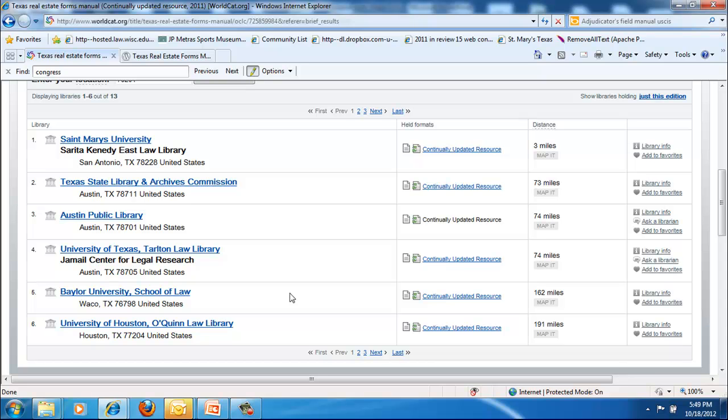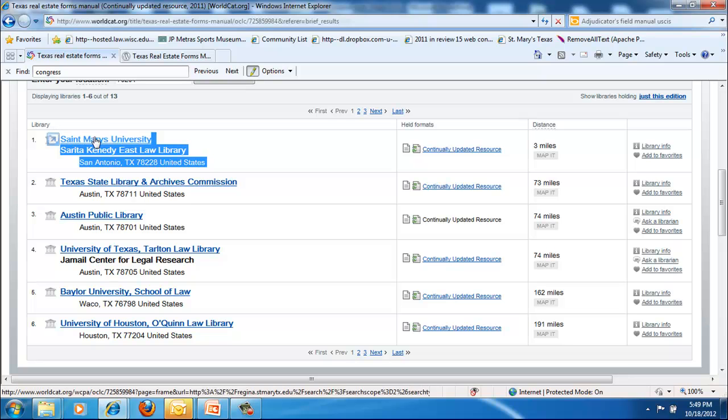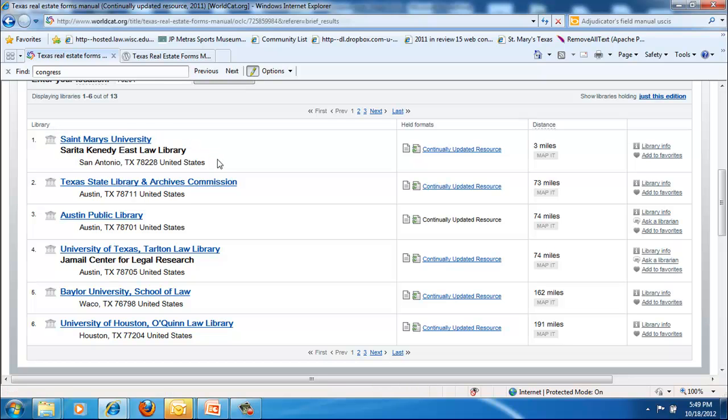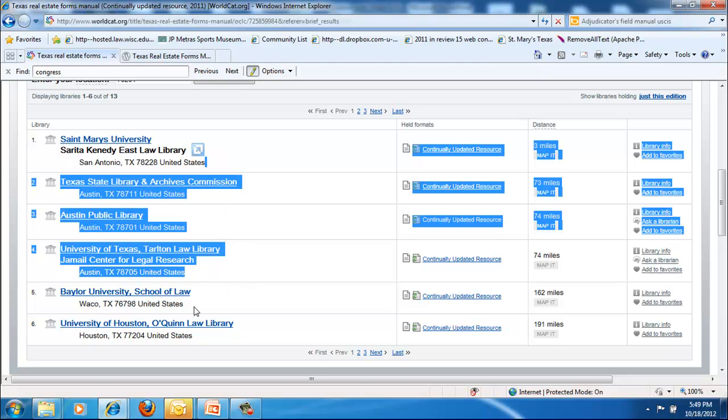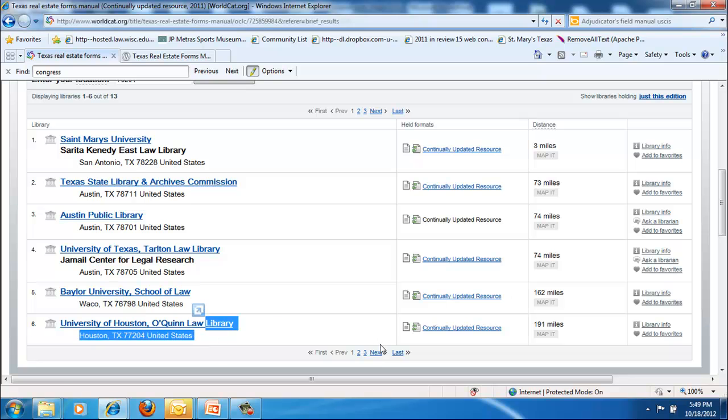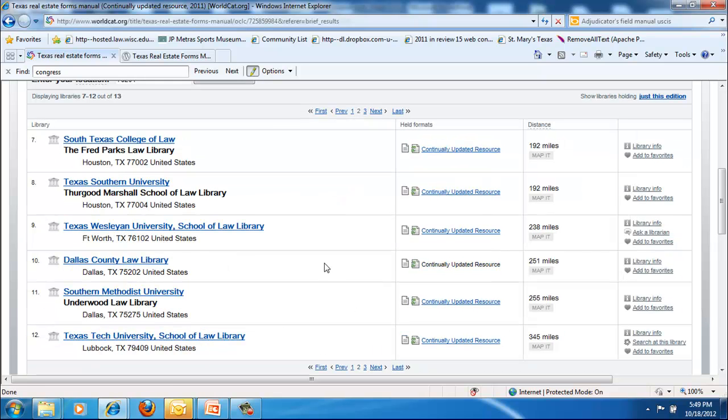WorldCat, and in fact any website you visit, can look at your internet connection and tell where you're located. It won't be able to tell down to the detail level of this square foot, but definitely can see what city and state you're located in. So it knows I'm in San Antonio, Texas, and it knows that St. Mary's Law Library is the closest library with that. There are also 3 libraries in Austin with this resource. There's one library in Waco, there's one in Houston, and I can go even further away and see all the libraries that have this.